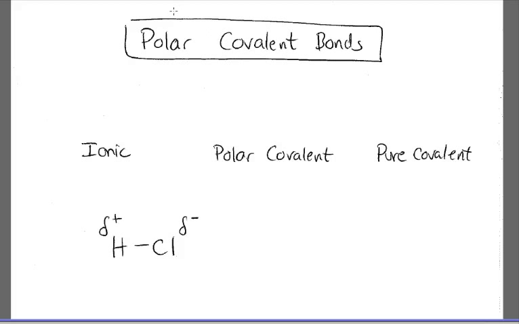Okay, we talked about covalent bonds. We've introduced them, and now we're going to talk about categories of covalent bonds. Let's first look at ionic bonds, which we talked about previously. Ionic bonds are something like sodium chloride, where an electron has been transferred from the sodium, so it's positive, to the chlorine, so it's negative.